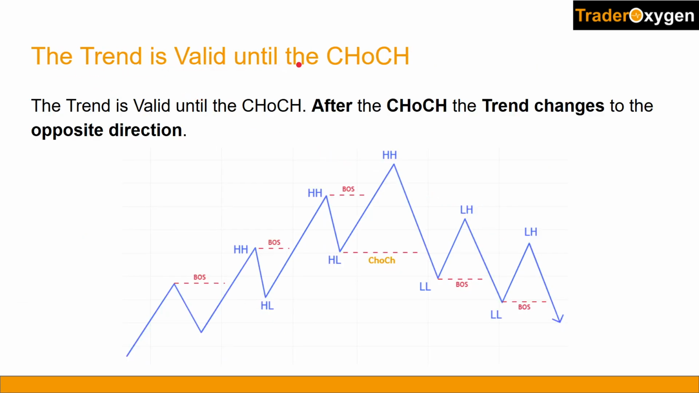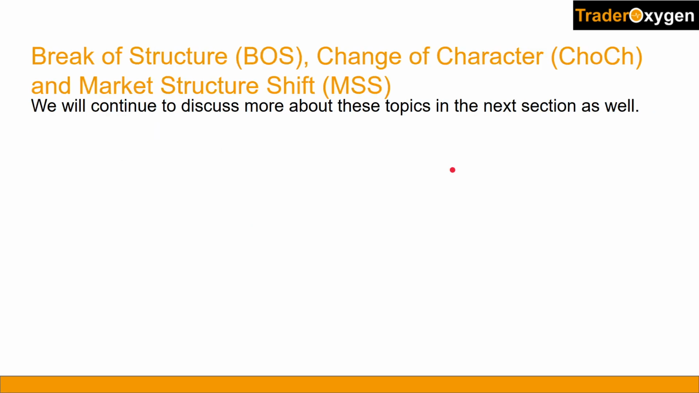The trend is valid until the change of character. As discussed earlier, for example, the uptrend is valid up to the change of character, and after the change of character, the trend will change in the opposite direction. So the uptrend has now been changed into a downtrend. Okay, let's see what's next.